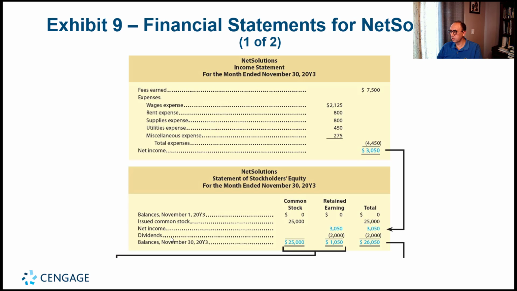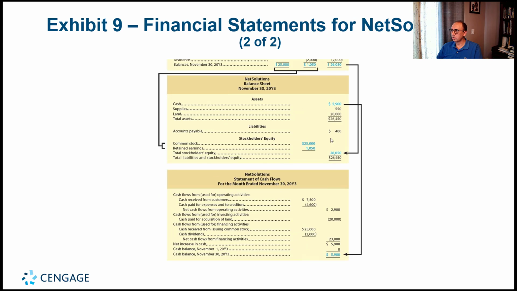The next line is dividends, which is the amount of distributions to the shareholders. And remember, that would reduce retained earnings. So we put it under the retained earnings column for $2,000 with parentheses because it's a subtraction. So the amount of change in the balance on November 30th, it went from 0, now it's 25,000, and for retained earnings, it's 1,050. We add them together, and now the ending balance for the statement of stockholders' equity is $26,050. This amount is very critical because we are going to use it in the next statement, which is the balance sheet.